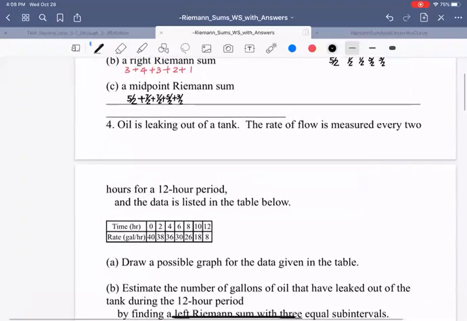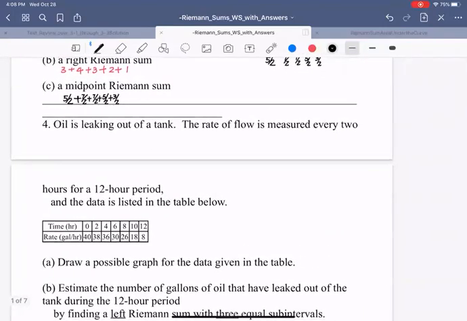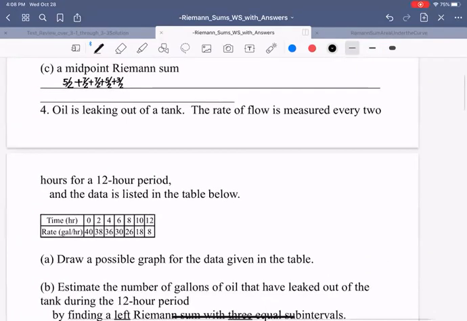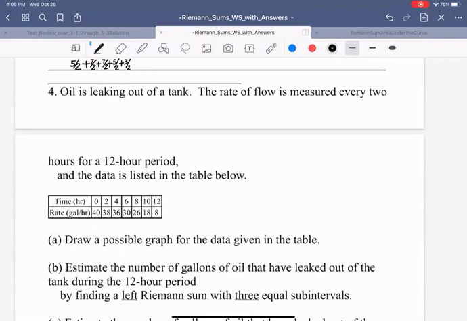So the oil is leaking. The rate of the flow is measured every 2 hours for a 12-hour period, and the data is listed. The task is to draw a graph. That's easy. We just plot based on the values and then draw roughly the graph. This is nothing special, just graphing it. So we roughly see around here as 40.